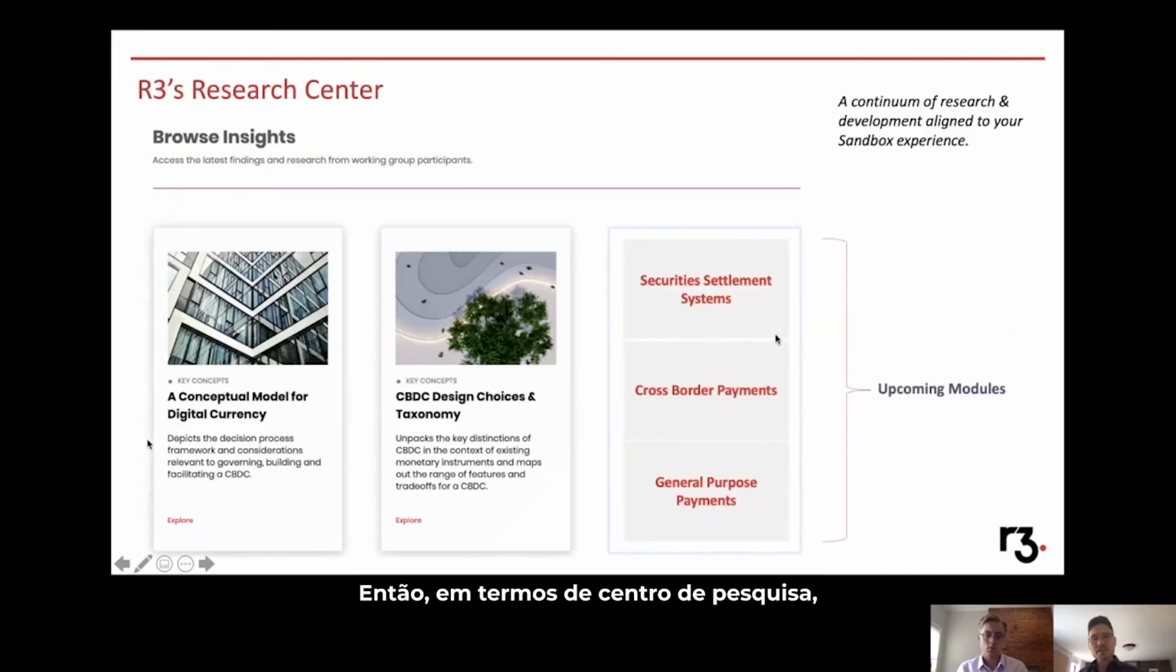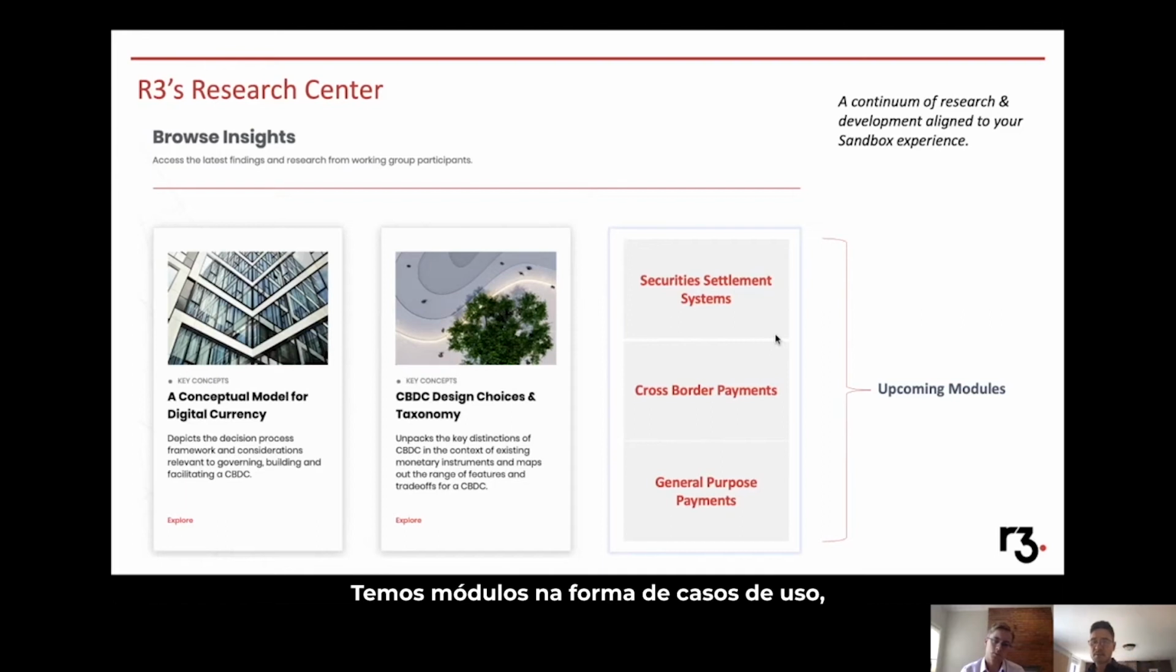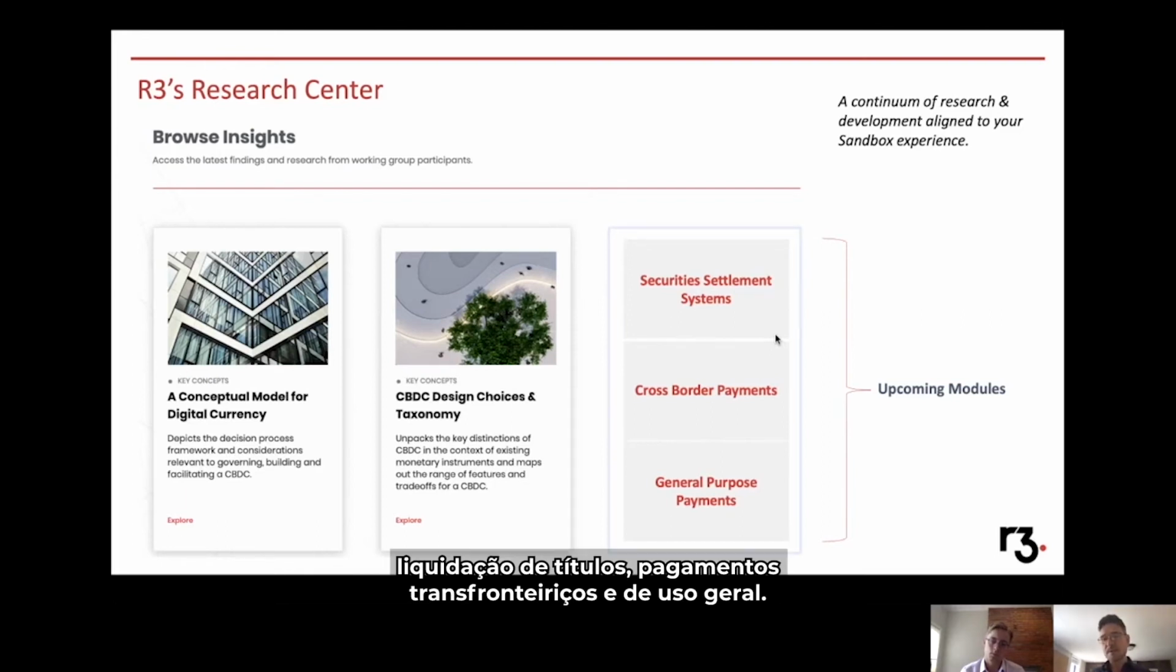So in terms of the research center, this is an open research center that's available to everyone. It's a website that is on R3. We have 2 modules that we've dropped: the conceptual model and design choices for CBDC. We have upcoming modules in the form of use cases, security settlement, cross-border, and general purpose payments as well. So do look out for those modules that are launching. By all means, this research is all open and public. So that's a body of work that we're pretty proud about.